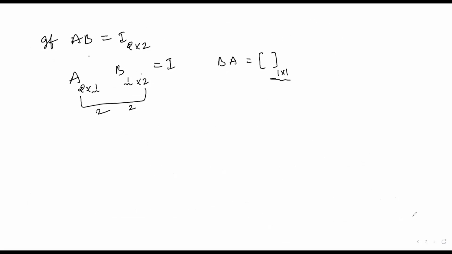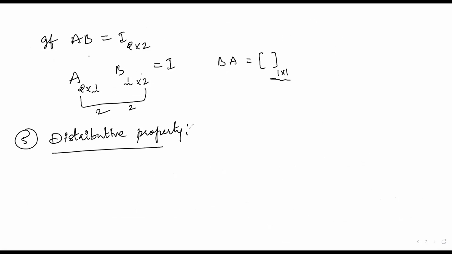Okay, then next, the distributive property. Always, multiplication you can distribute over addition. A times (B plus C), you can distribute like this: AB plus AC. This is the distributive property, and this is called the left distributive property.